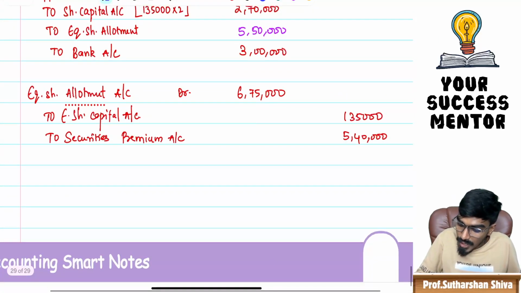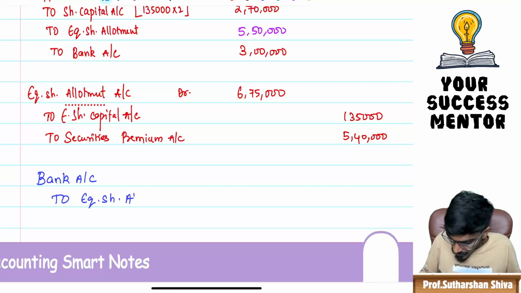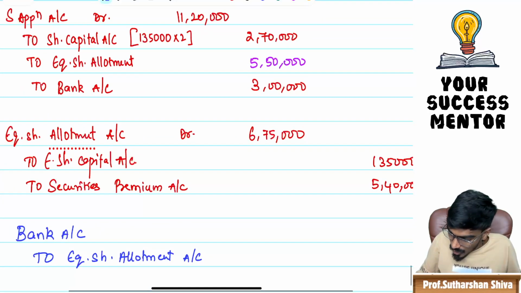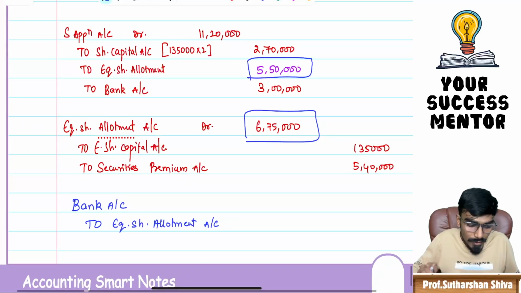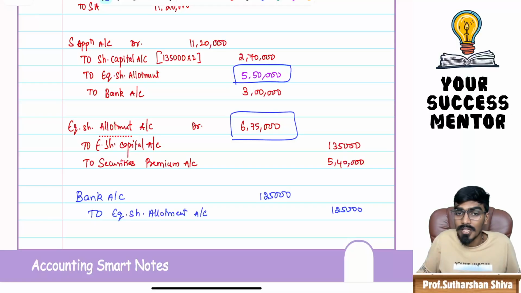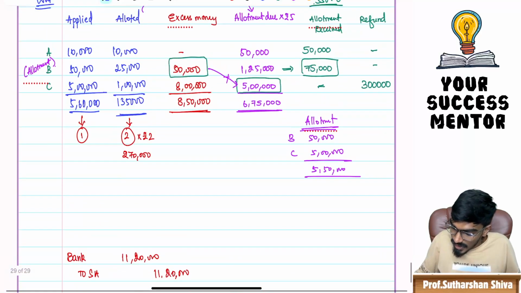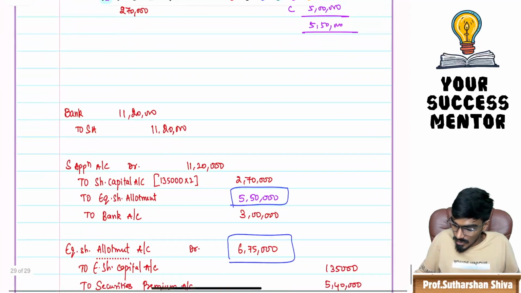Now, actually, we're trying to receive the money. So at that time, what will you write? Bank account debit, equity share allotment account. If you noticed, out of 6 lakh 75 debit and 5 lakh 50 credit, the value remaining is just 1 lakh 25. That 1 lakh 25 only you are going to receive, which is basically from these two, category A and B.